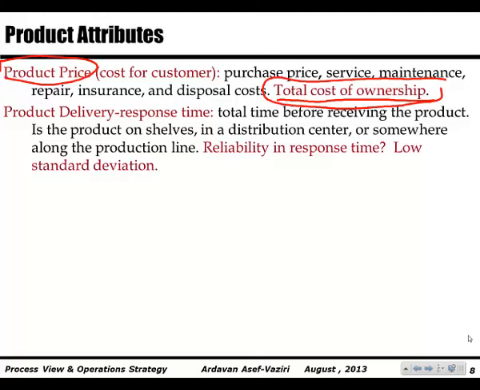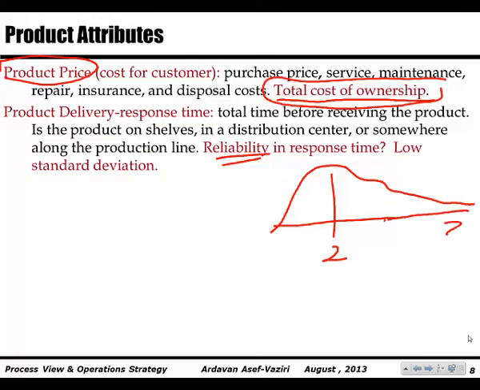Response time is important for customers, but besides average response time, what is important is reliability in response time, the standard deviation of response time. If someone is going to deliver a product to you in 2 days, but it may go from half a day to say 30 days, you will not be happy with such a response time because it may take 30 days.